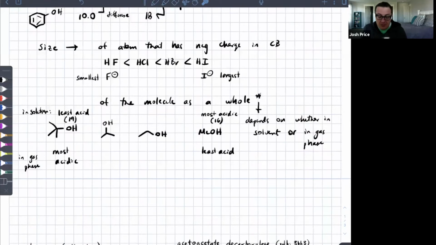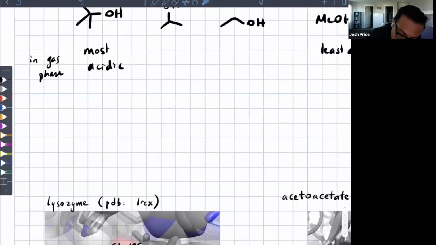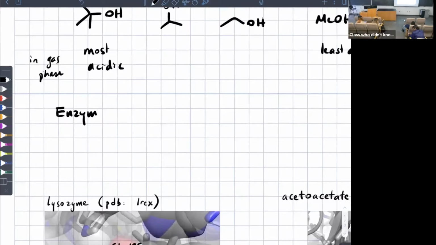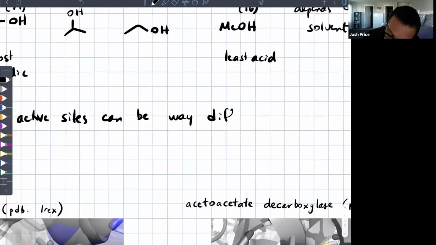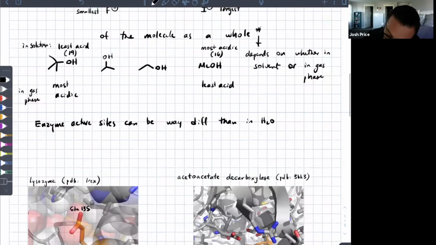So one interesting thing about acidity is that, as we're seeing, it's environment dependent, and enzyme active sites can be way different than in water. Some enzyme active sites are nonpolar. Others have hydrogen bond donors and charges.